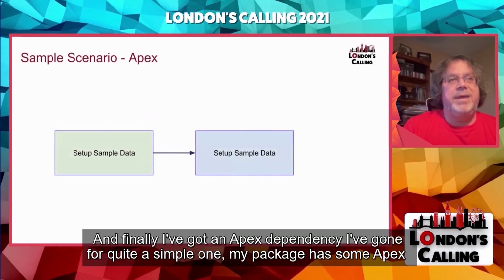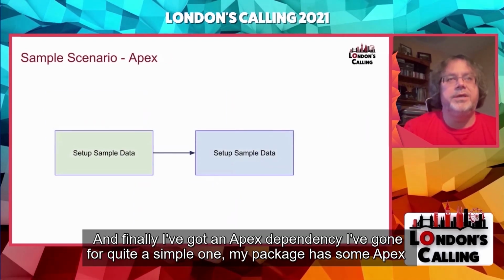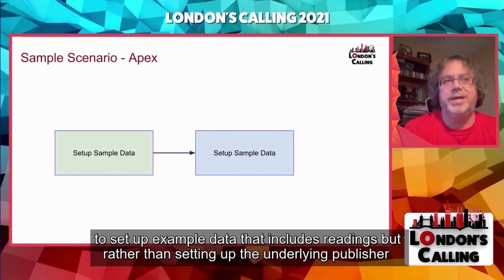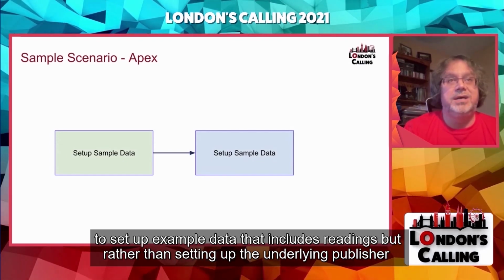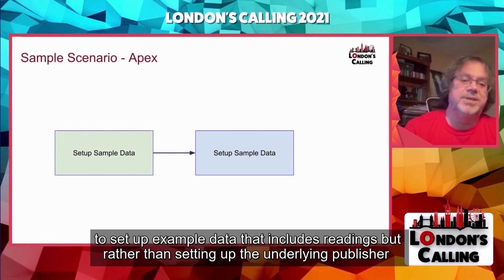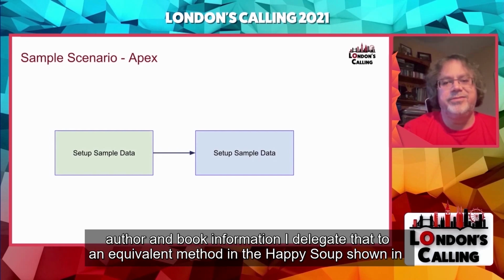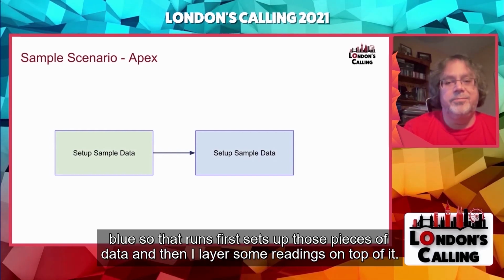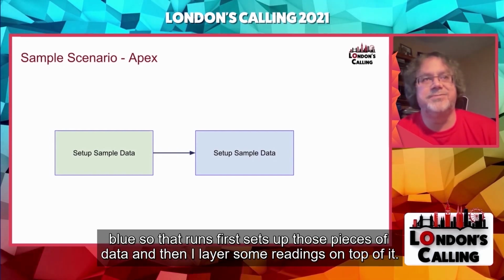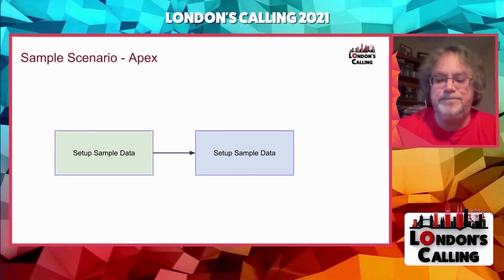And finally, I've got an Apex dependency. I've gone for quite a simple one. My package has some Apex to set up example data that includes readings. But rather than setting up the underlying publisher, author, and book information, I delegate that to an equivalent method in the Happy Soup, shown in blue. So that runs first, sets up those pieces of data, and then I layer some readings on top of it.